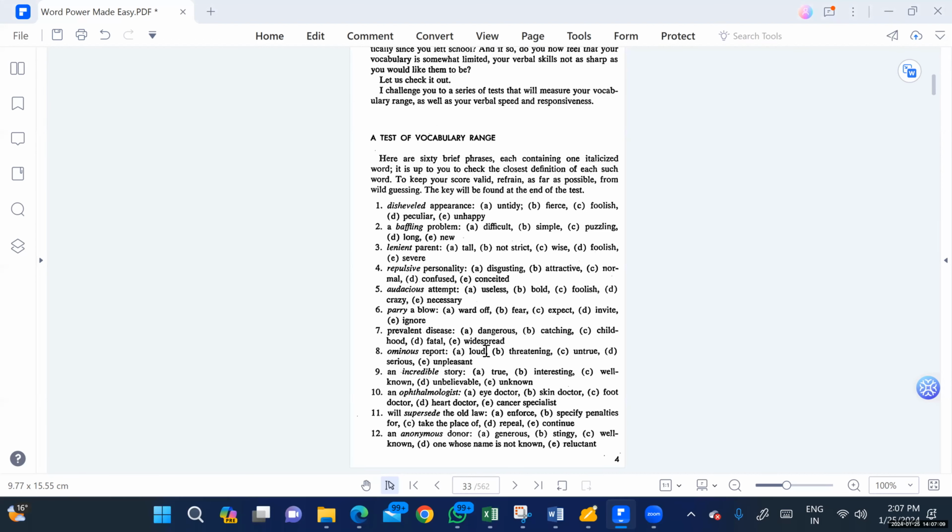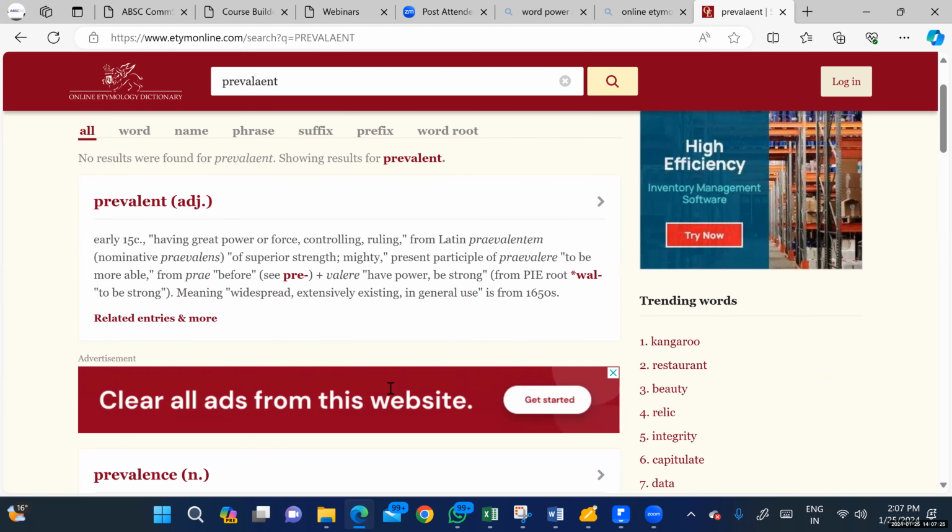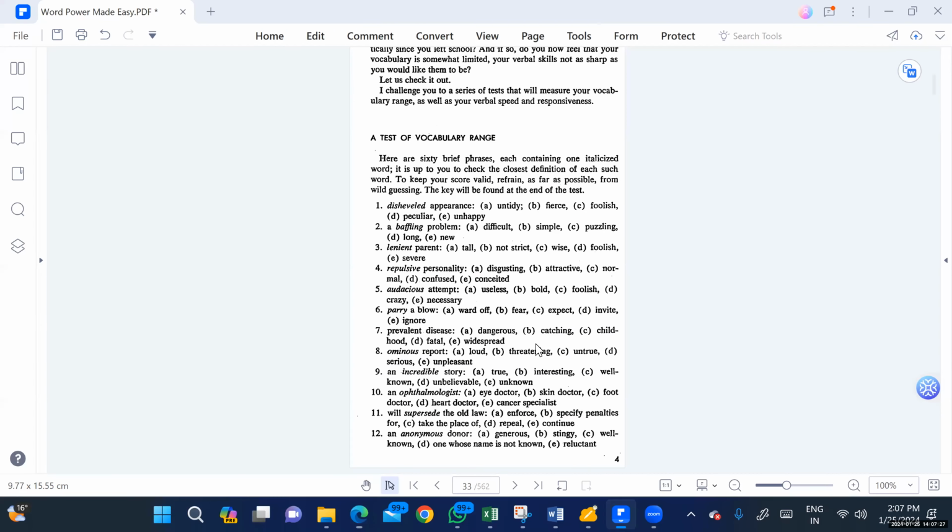So we'll find the right word ourselves here. The root word is want to be strong, meaning widespread. See, meaning widespread, extensively existing in general use. So this is very, very clear that a prevalent disease is a powerful disease which has been in the system, in the nature, in existence for a very, very long time. Or wahi widespread ho sakta hai.